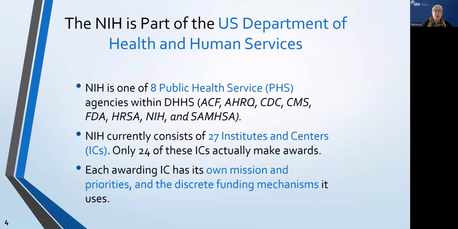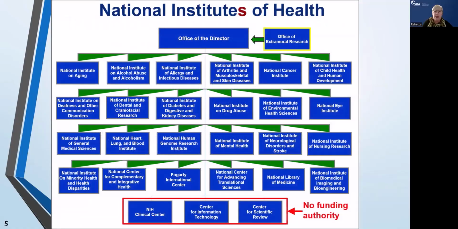And again, it's important to understand that each institute or center has its own mission and priorities and discrete funding mechanisms, so as you are trying to help a researcher, knowing what each institute does matters. It's not one size fits all among the institutes. There are the 27 institutes; the 3 at the bottom, the Clinical Center, the Center for Information Technology, and the Center for Scientific Review, do not award grants.